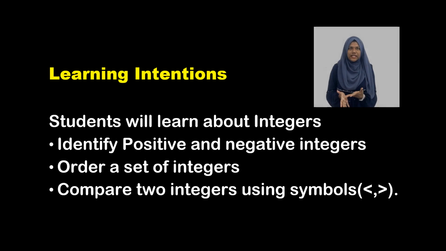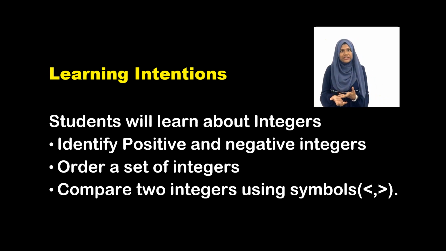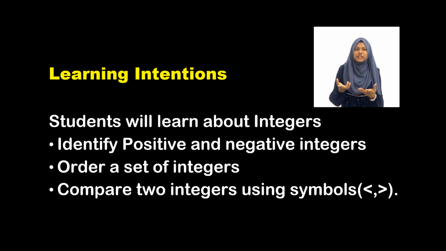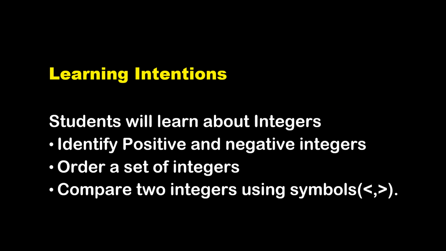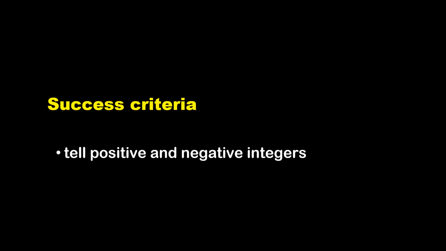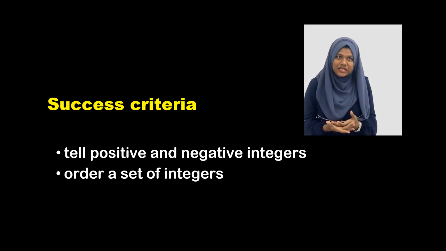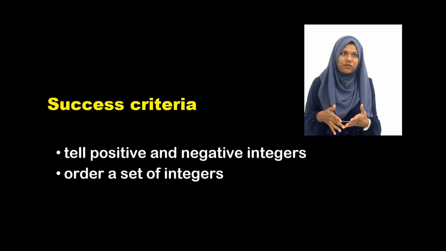Let's check out the learning intentions and success criteria for today's lesson. Learning intention: students will learn about integers, identify positive and negative integers, order a set of integers and compare two integers using symbols. Success criteria: you will be successful if you can tell positive and negative integers from the integers, order a set of integers in ascending or descending order, and compare two integers using the symbol.